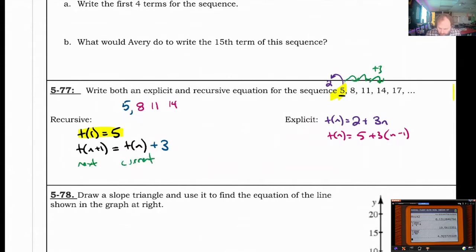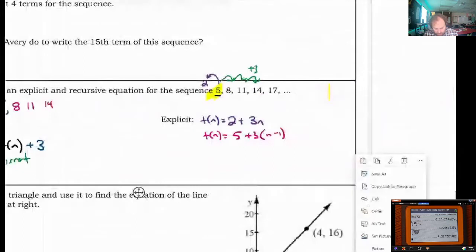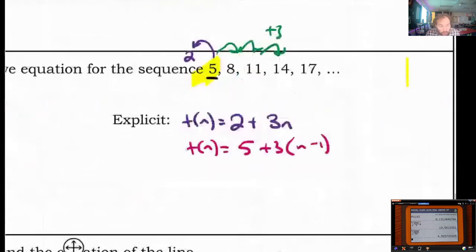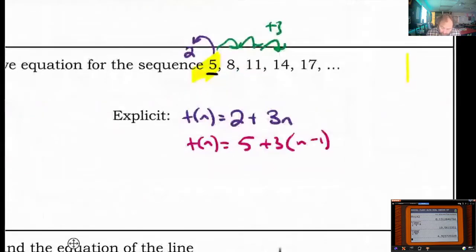The explicit formula is a couple different ways to write it. The most popular way is probably to go back in time one step to 2 and write 2 plus 3n. Or you could use the first term of 5 and then add 3 times n minus 1, like that.